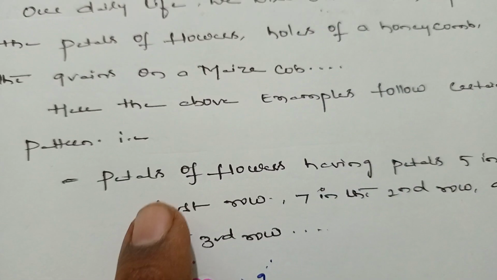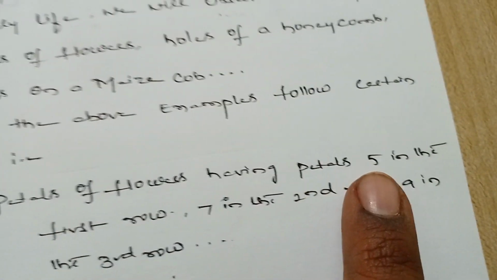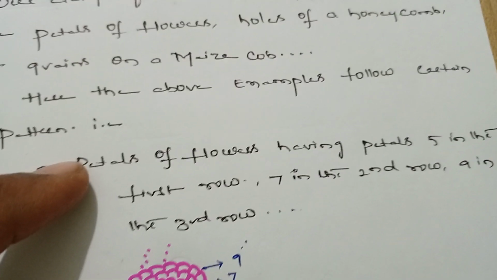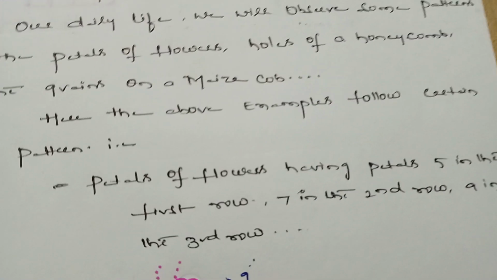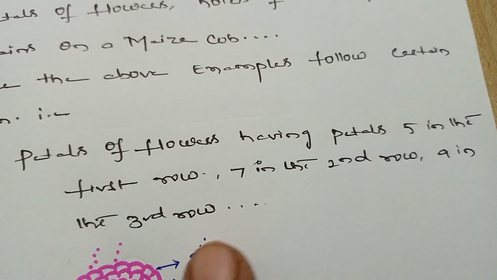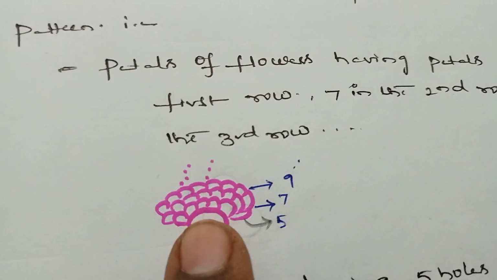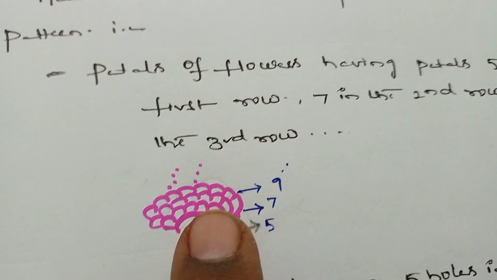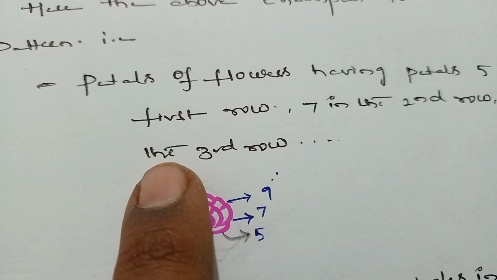Here we are talking about petals of flowers, right? I have mentioned some approximate numbers, guys. It may not be the same for every flower. Petals of a flower have 5 petals in the first row, 7 in the second row, 9 in the third row, and so on. I have drawn a rough figure here. In the first row it has 5 petals, the second row 7 petals, the third row 9 petals. So it goes on increasing, right?